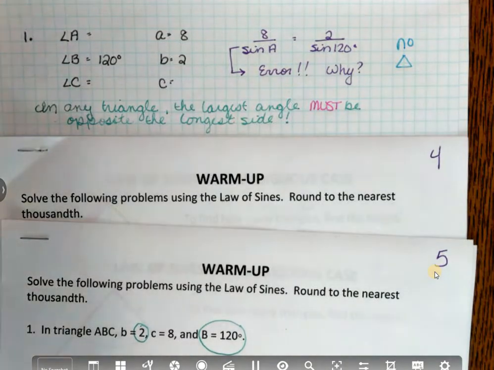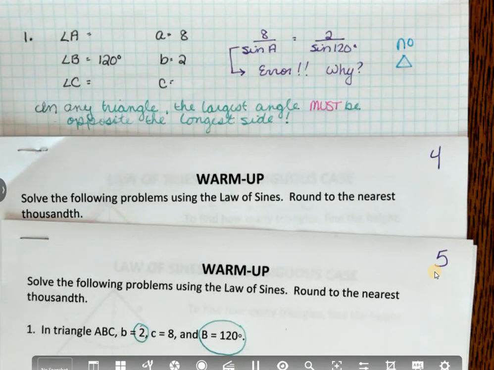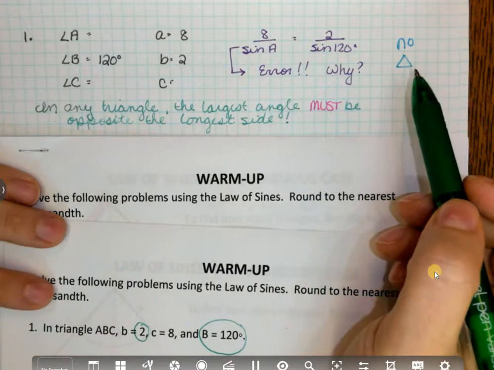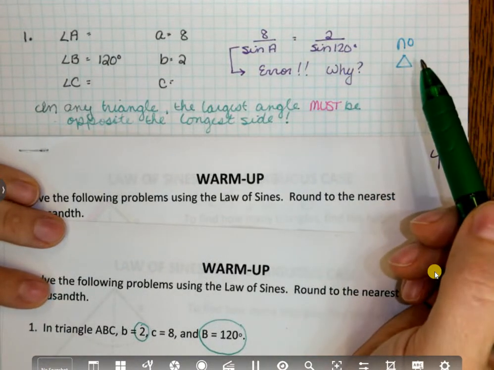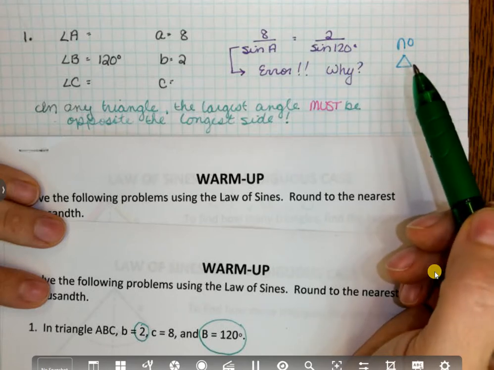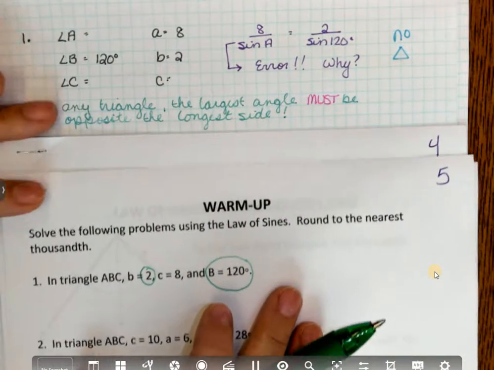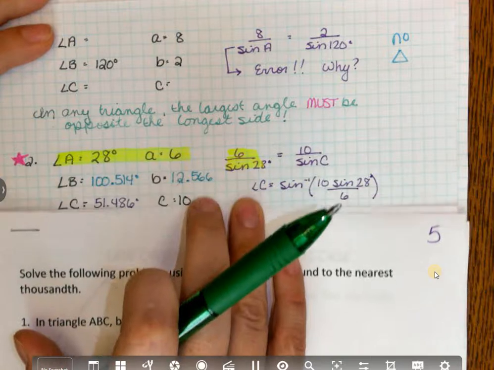And if you're paying attention, like Brock was doing awesome, he saw it before he even got started. He was like, wait a minute, that can't be. And that's true. We are going to have cases today. We're going to be exploring what happens. Can I have no triangles possible? Is it just one triangle? Or in some cases, there are going to be 2 triangles possible.